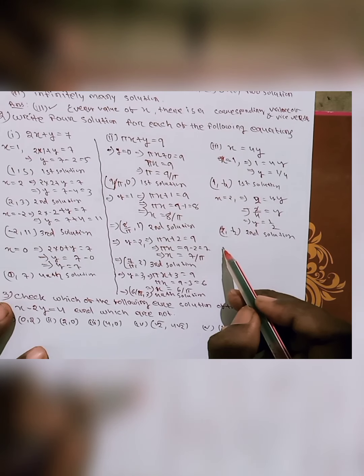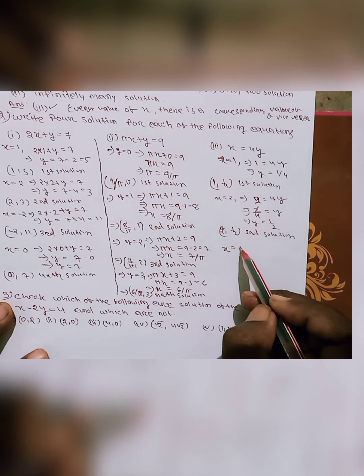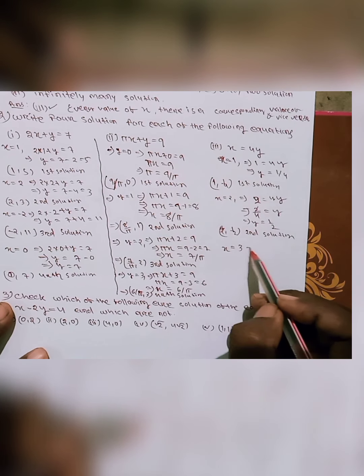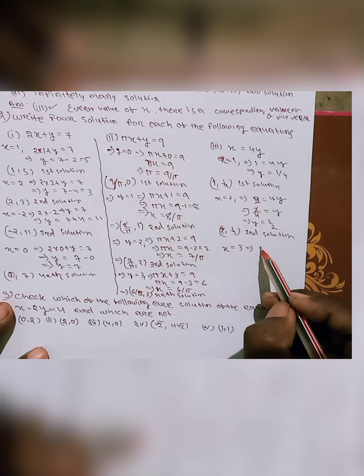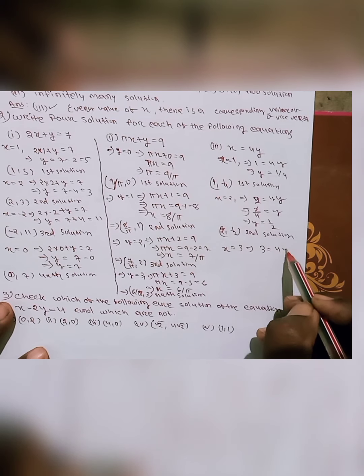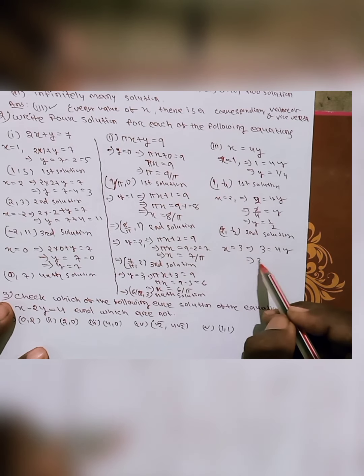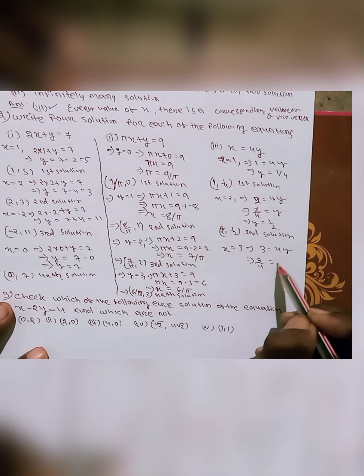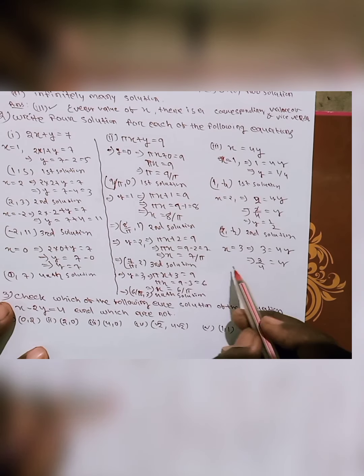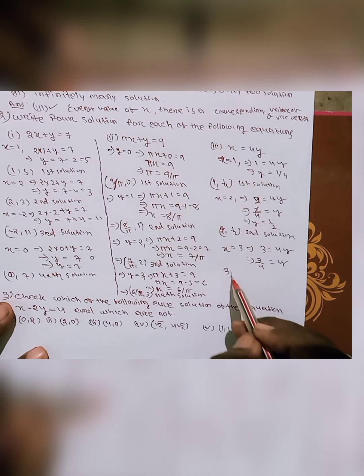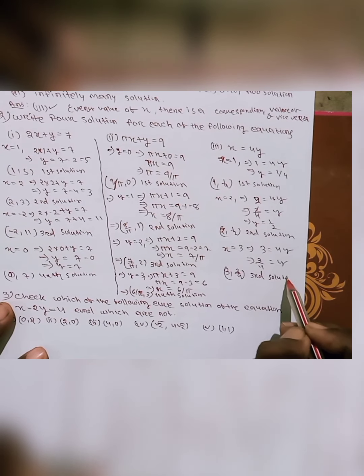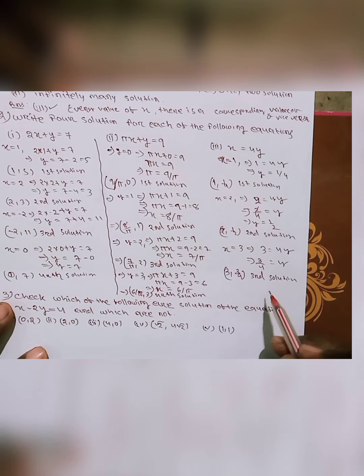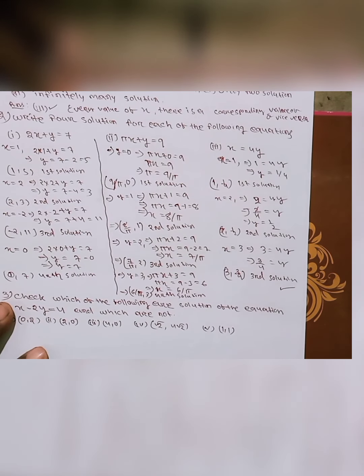Now take another value of x. Suppose x is equal to 3. Put the value in the given equation. 3 is equal to 4y, which implies that 3 by 4 is equal to y. Then 3 and 3 by 4 is the third solution. Like this you can find the fourth solution. Finish.